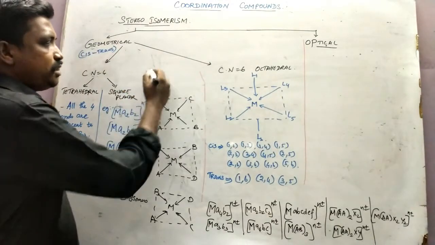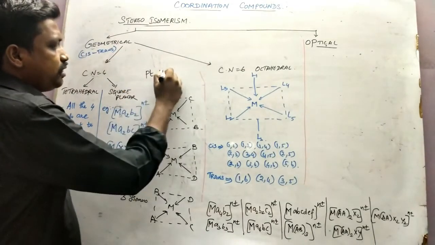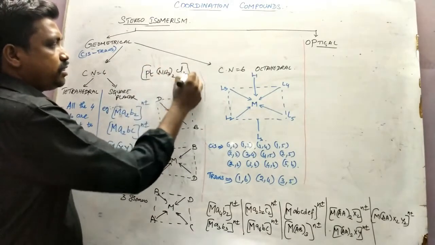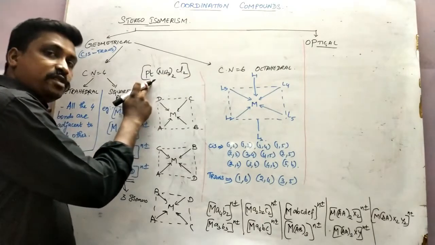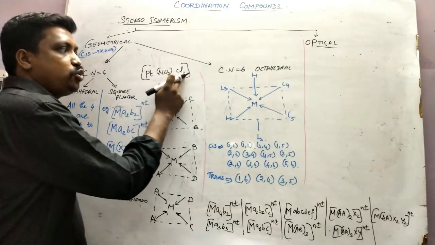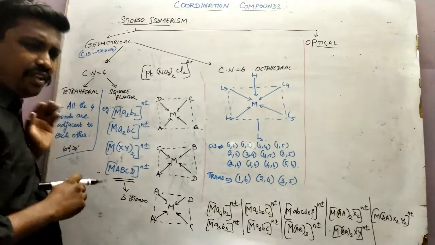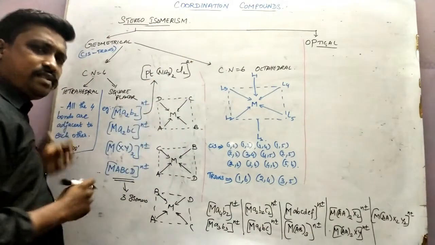You can consider platinum. For A, consider 2 similar ligands, let it be amine, and for B, consider 2 similar ligands, let it be chlorine. The charge of platinum is 4 plus. Here it is 0. Here it is 2 minus. So 4 plus 2 minus gives 2 plus charge. So this is the example for this complex.